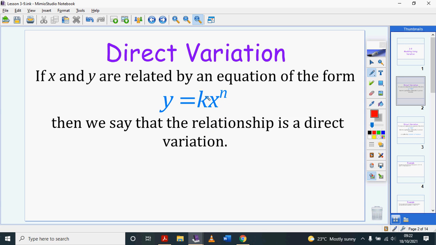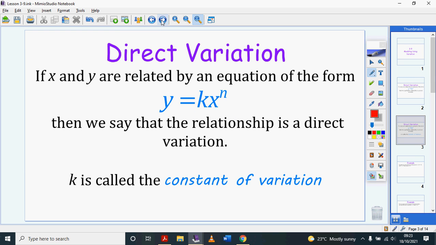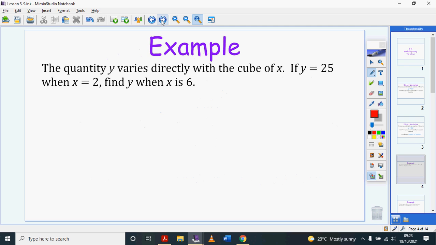Proportion is the same thing as variation. If x and y are related by an equation of the form y is equal to kx to the power n, then the relationship is direct variation, or as you say, direct proportion. The constant k is called the constant of variation. Let's look at an example.